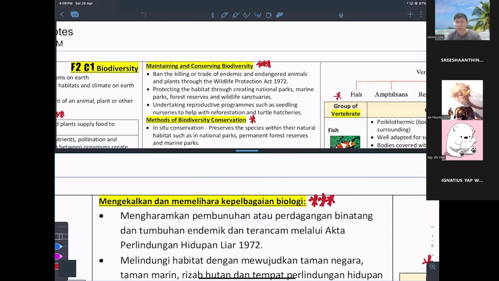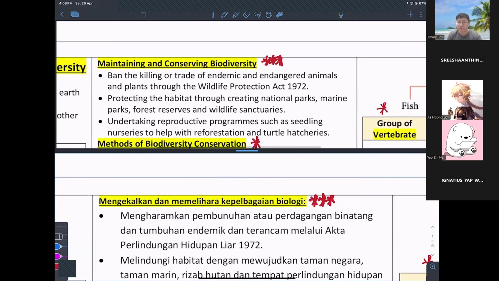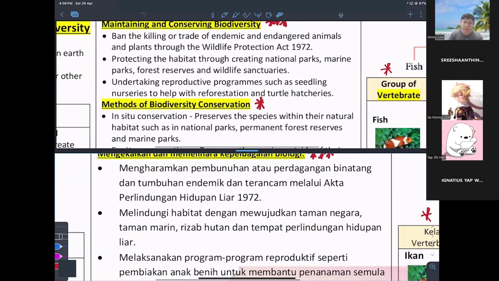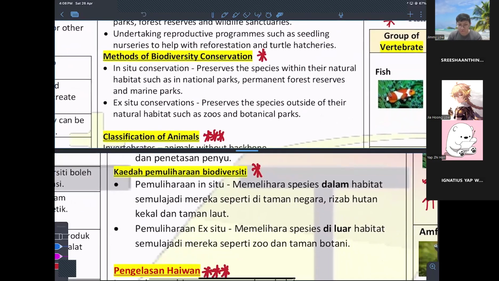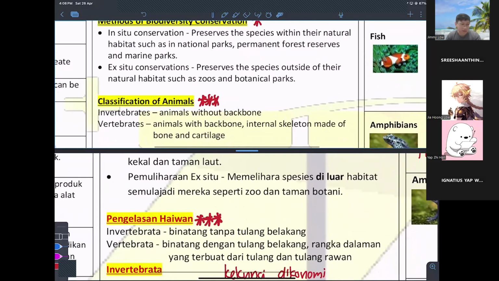The next thing is maintaining and conserving biodiversity. This one is important as well. 3 stars is given. You have to memorize this. But for the methods of conservation, 2 methods you have to know, in situ and ex situ. In situ means we conserve or preserve the species in its own habitat. Ex situ means we move it out of the habitat. Just get through the concept. No need to memorize in situ and ex situ.